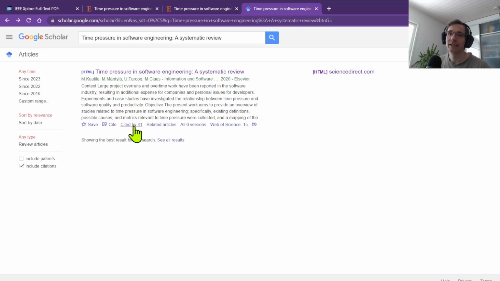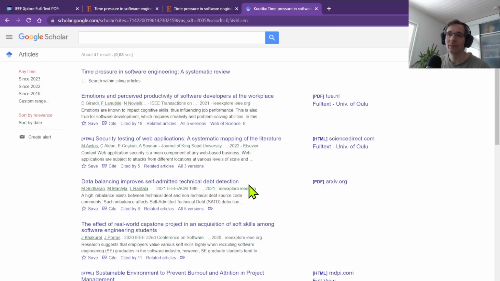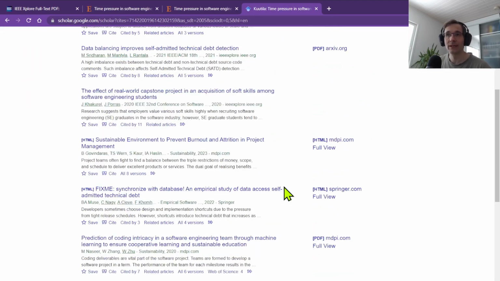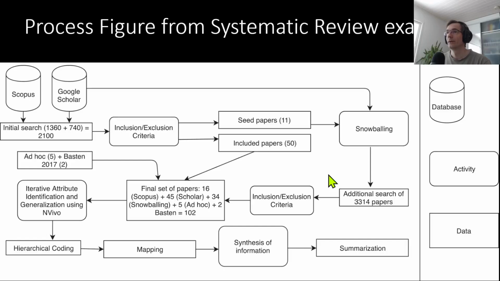And by clicking this link here, we get the 41 papers that are citing this paper, and then we can study again this reference list to find more relevant search results. Okay, so the snowballing resulted in 3,314 papers, and for those we applied the same inclusion and exclusion criteria as for the initial search.